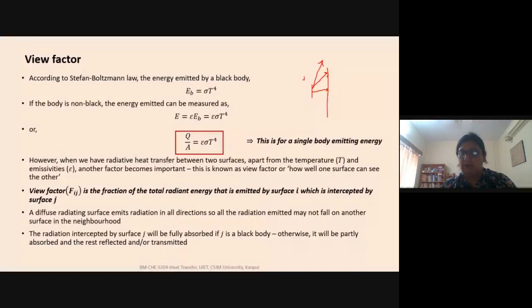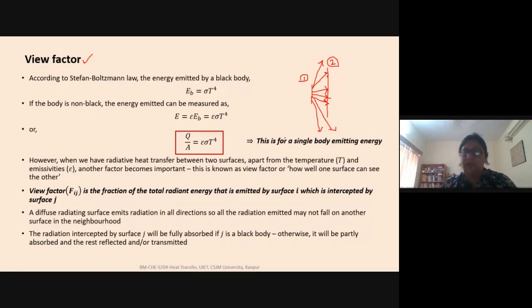Suppose we call this body body 1 and this body 2. How much of these arrows are actually falling on body 2? If some of this radiation is going out like this, then all the radiation is not falling on body 2. So the fraction of radiation that goes out from body 1 and falls on body 2 is what we call the view factor.